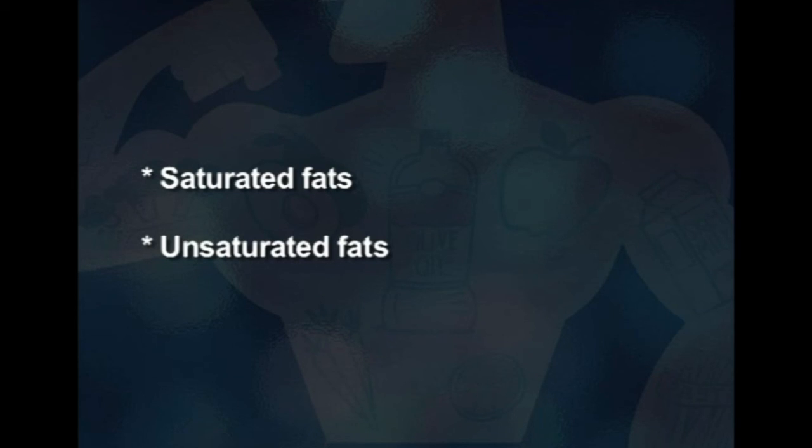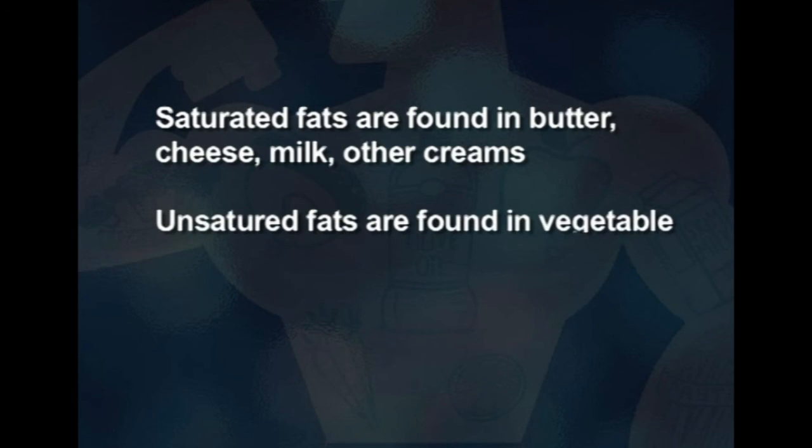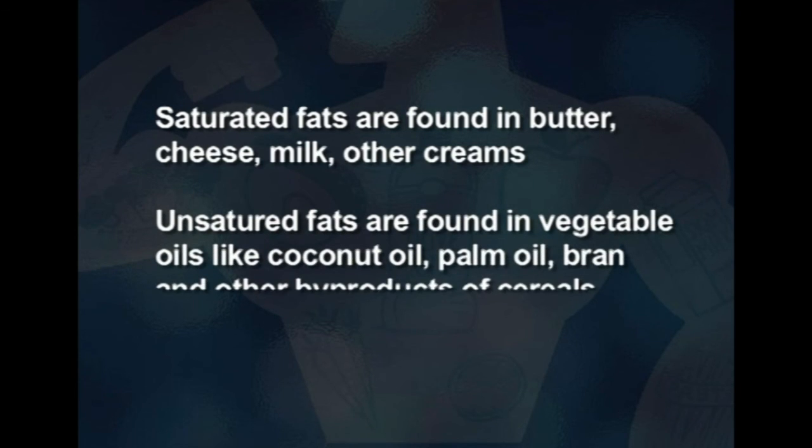So, fats which are found in nature are of two types, saturated and unsaturated fats. Both are needed for the body. Saturated fats are found in butter, cheese, milk, other creams. Unsaturated fats are found in vegetable oils, like coconut oil, palm oil, bran and other byproducts of cereals. We have to remember that both sources of fat, whether saturated or unsaturated forms, are required to maintain the bodily functions and to maintain the integrity of the tissues.